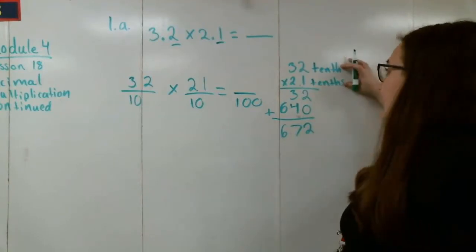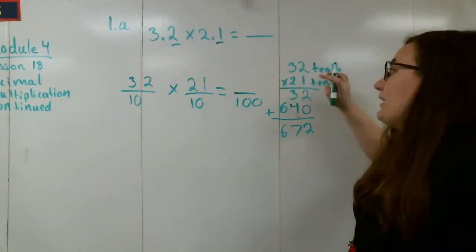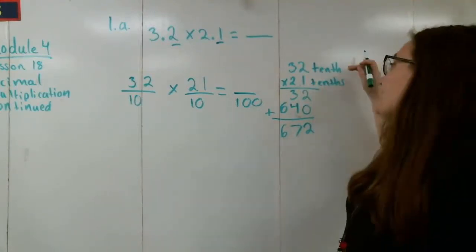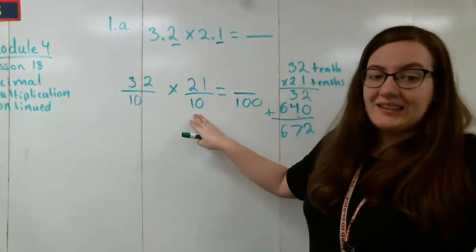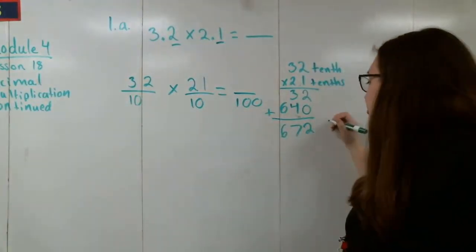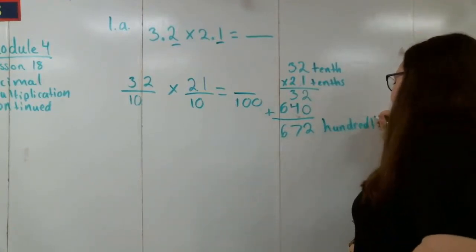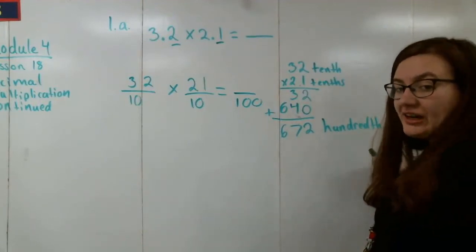So that's where my units are very important, because just like before when I would multiply 32 times 21, I'm also going to think about, well, what is a tenth times a tenth? And I know that a tenth times a tenth gives me a hundredth. So what I'll do is I'll bring down that unit right here. So I have 672 hundredths.